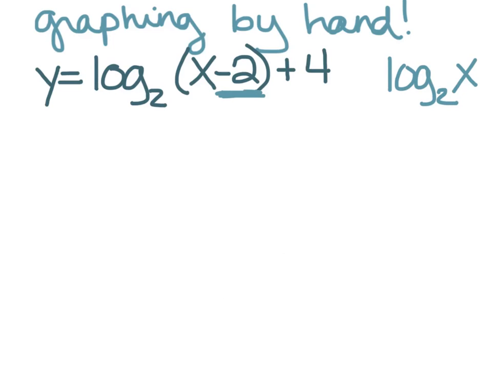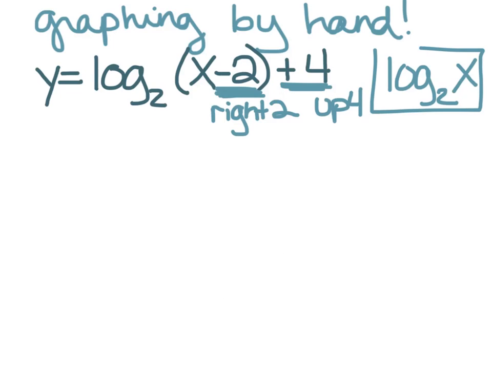This minus 2 inside the function will shift it right 2, and this will shift it up 4. So first I have to make a table for the graph of log base 2 of x, and then I'm going to shift every point right 2 and up 4.